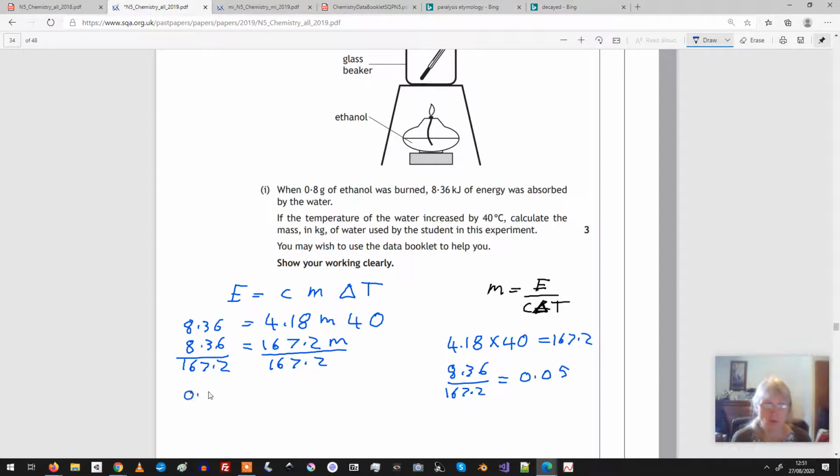So 0.05 equals the mass. Oh, that looks terrible. So I think I'll write mass equals 0.05 kilograms. And we'll just have a look at the next part of the question.